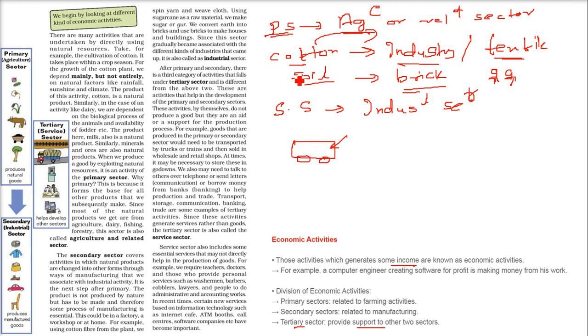In an industry, a lot of people are involved in making cotton into textile, or soil into brick, or sugar cane into sugar. Now there are so many people involved in an industry. In the lunchtime they need food. In the evening time they need tea. Who is going to give it to them? Those who are helping them, who are supporting them, are coming from the tertiary sector.